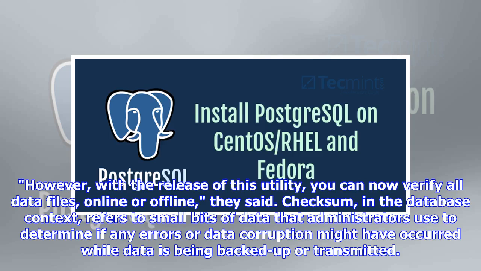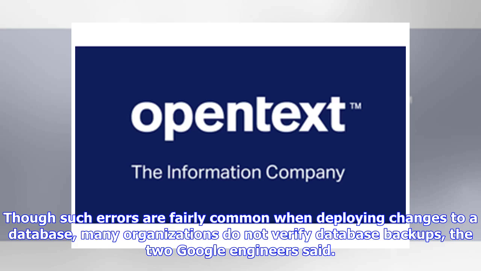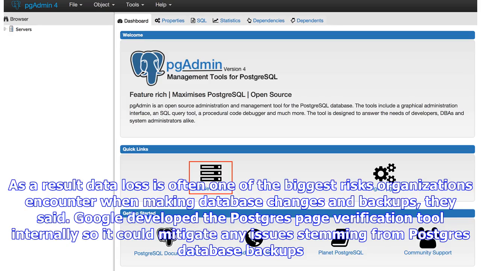Checksum, in the database context, refers to small bits of data that administrators use to determine if any errors or data corruption might have occurred while data is being backed up or transmitted. Though such errors are fairly common when deploying changes to a database, many organizations do not verify database backups, the two Google engineers said. As a result, data loss is often one of the biggest risks organizations encounter when making database changes and backups, they said.